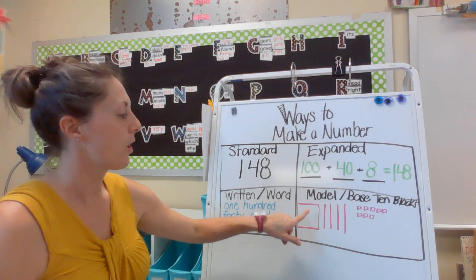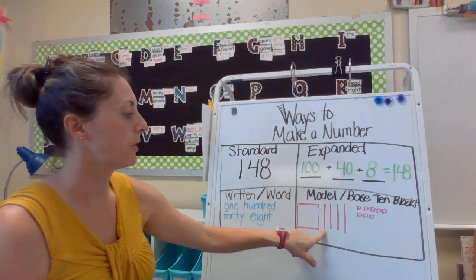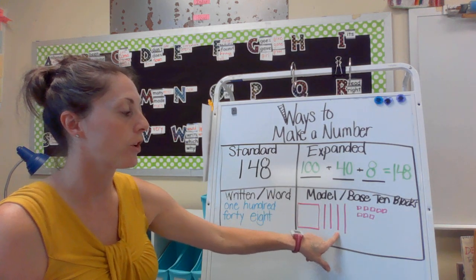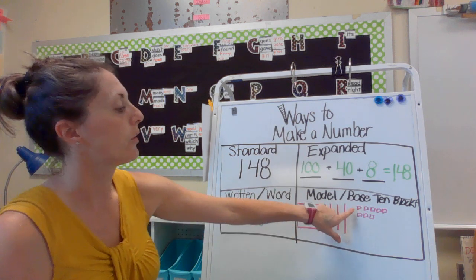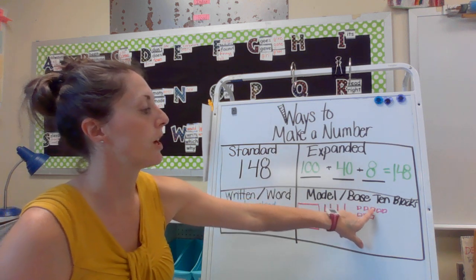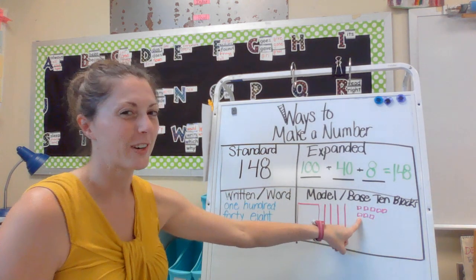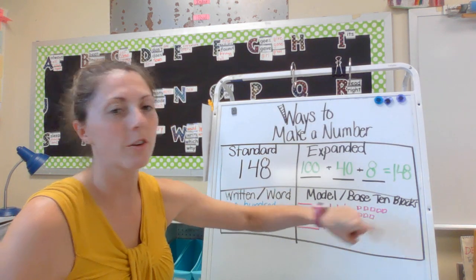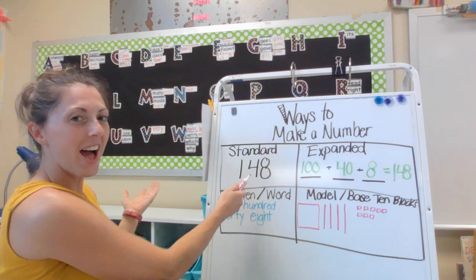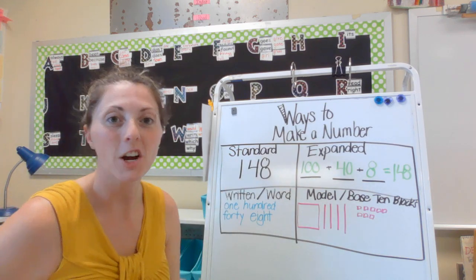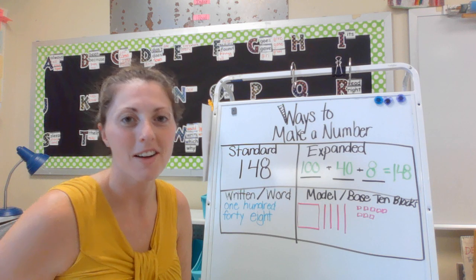Let's double check. 100, 110, 120, 130, 140, 141, 142, 143, 144, 145, 146, 147, 148. Ta-da! These are your four forms of a number.